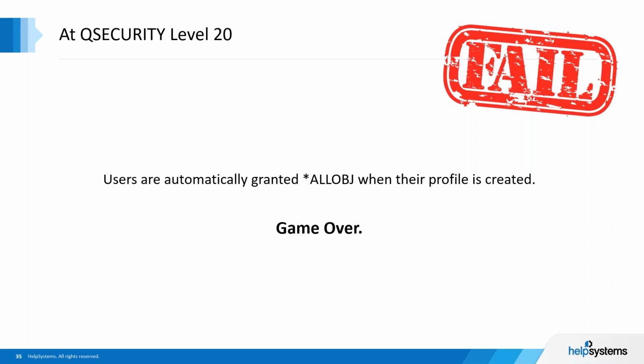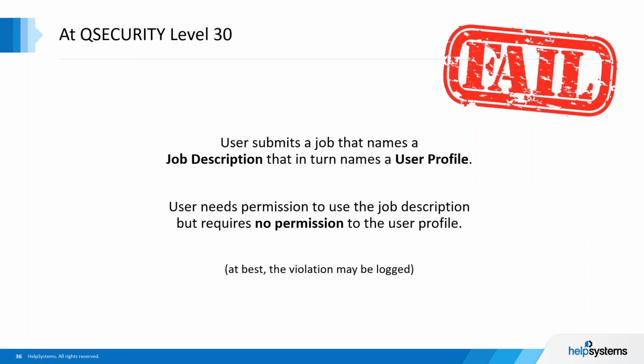And I've listed here "game over," and that's simply because if every profile has all object authority, every profile has access to everything, and you have no chance of securing it. Many of you recognize that, and you've increased your security level to 30.